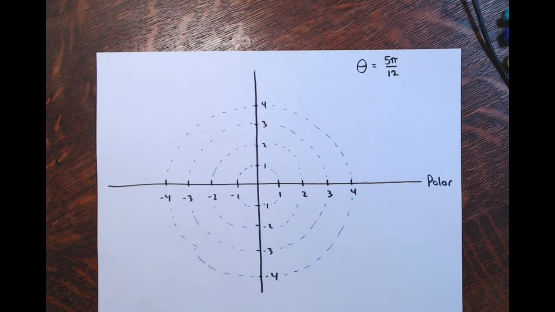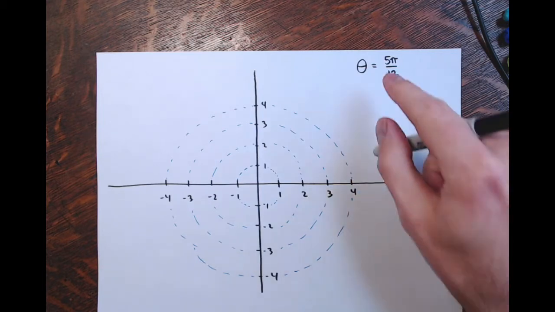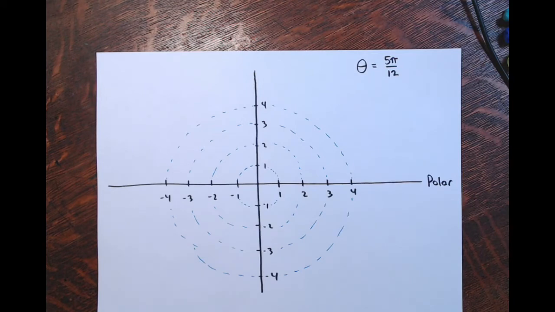Now if you want, you could change that to degrees. Just make sure you know how many degrees it is. Pi over 12 is 15 degrees, since 12 times 15 is 180. And this is 5 of those, so this is 75 degrees, if you're doing degrees.